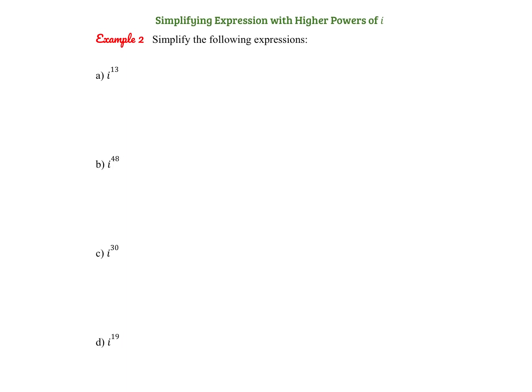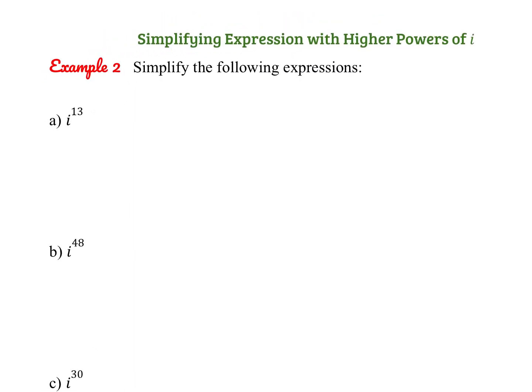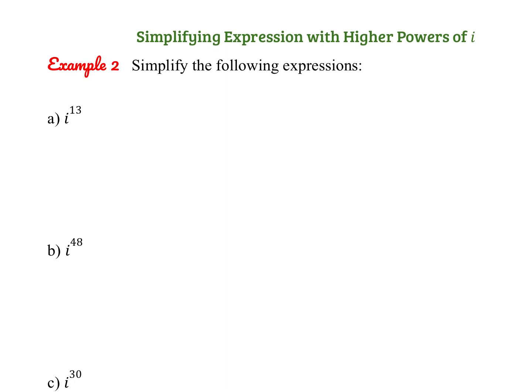All right, so now we're going to practice simplifying expressions with higher powers of i. So as we talked about on one of those first slides, those different powers of i, we know that i to the fourth equals positive 1. So if we can pull out as many groups of i to the fourth as possible, those will all simplify to 1, and then we'll just have a smaller degree to work with.